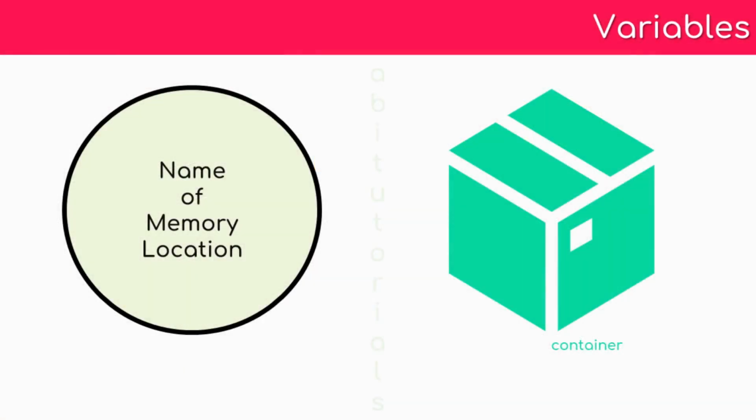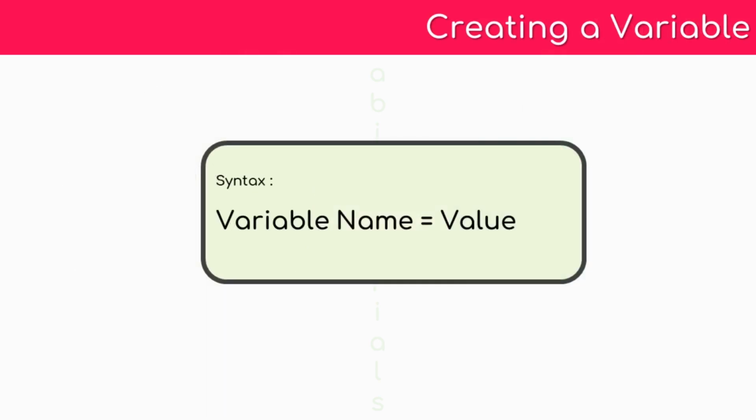Variables are nothing but the name which you give to the memory location to store some value within the program. Variables are containers for the value you store within them. Values stored within the variables can be manipulated as you require within the program. Now let's see how to create a variable in Python.